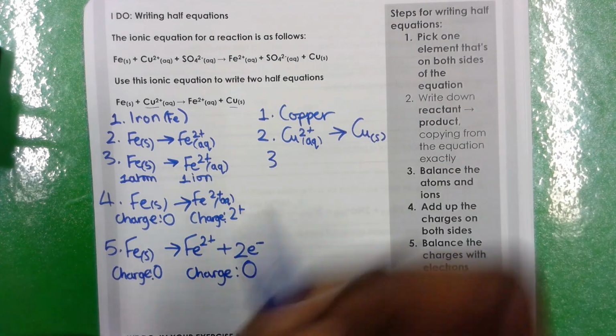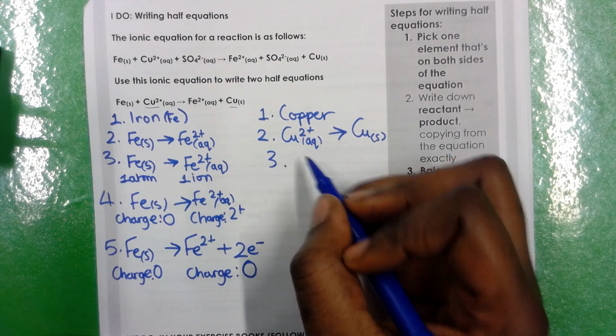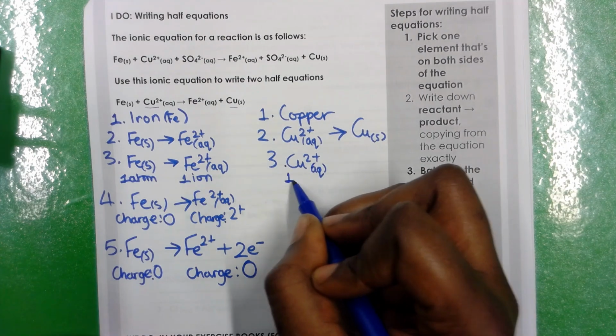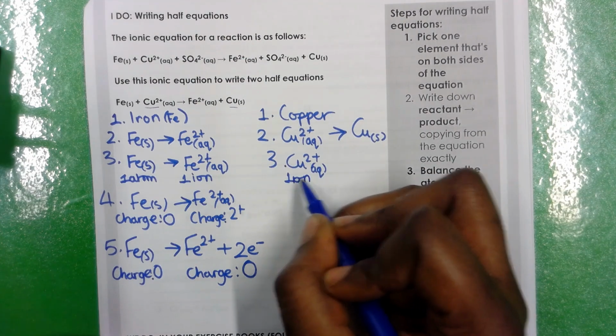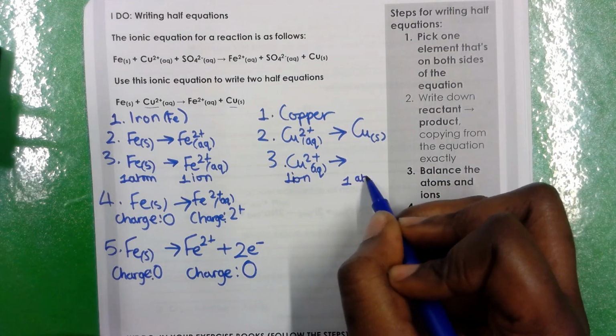We want to make sure we've got the same number of atoms and ions. So Cu2+ is 1 ion. Oh, now I'm getting confused. 1 ion and 1 atom.